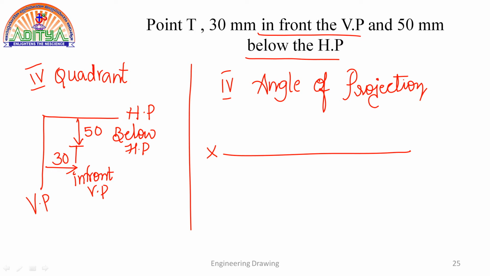As this is a reference line, in the fourth angle of projection, both front view and top view are below the reference line. So we have identified that point T is in the fourth quadrant and the fourth angle of projection is used. So how will the projections become? The projections will be below the reference line, that is both front view and top view will come under the reference line.